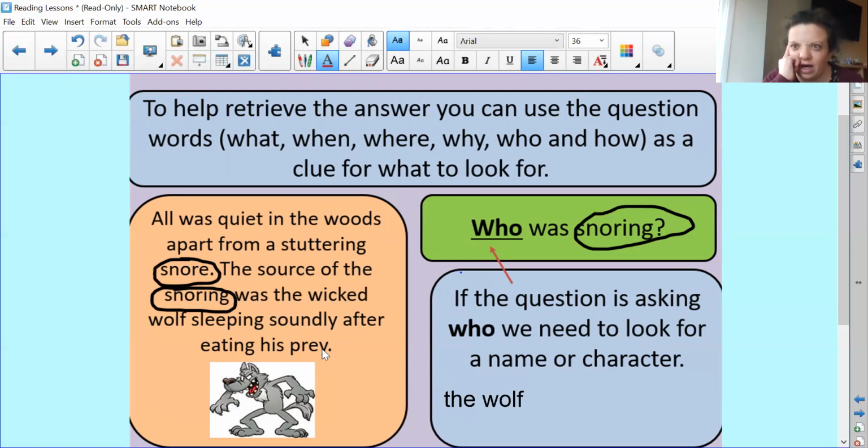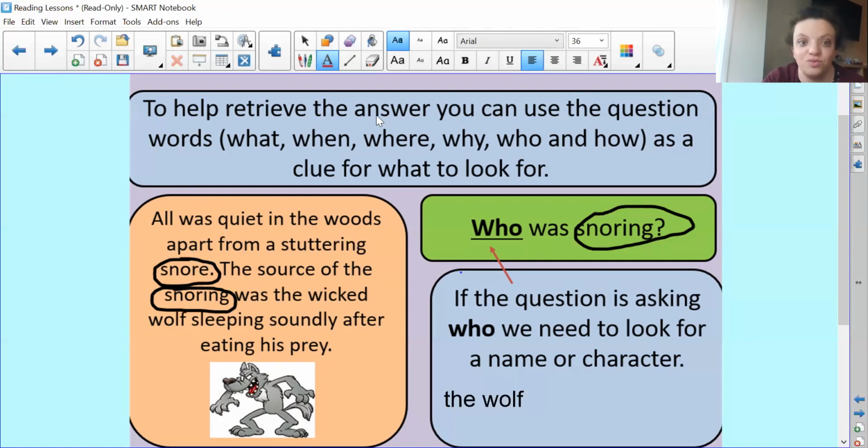Where was he snoring? Pause the screen. What place is it? Okay, so I'm going to read it again. I'm going to read it this time from the beginning and see if there's any other clues in this bit. The source of the snoring was the wicked wolf sleeping soundly after eating his prey. Doesn't tell me where, doesn't tell me a place. So I'm going to start from the beginning and see if this bit helps me. All was quiet in the woods, apart from a stuttering snore. Oh, the woods. The place is the woods. He was snoring in the woods.